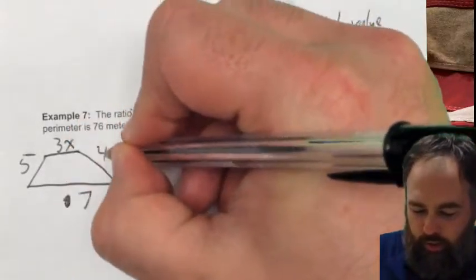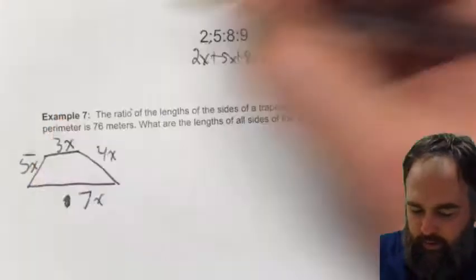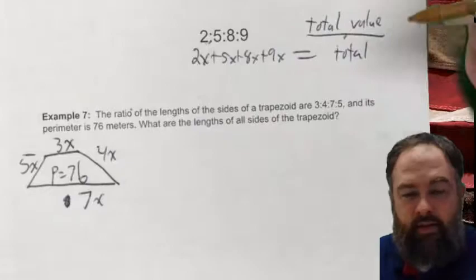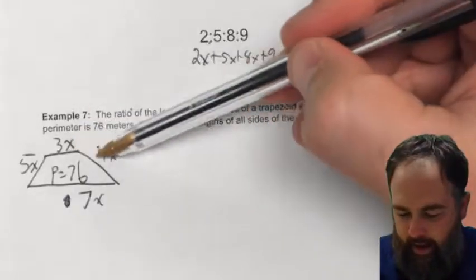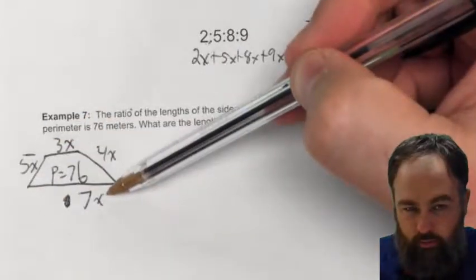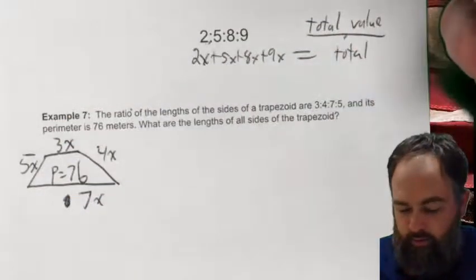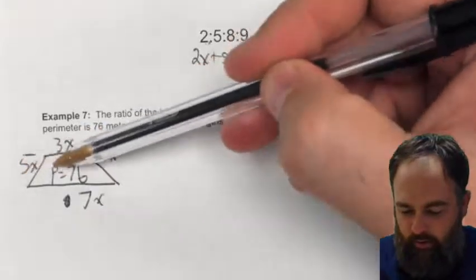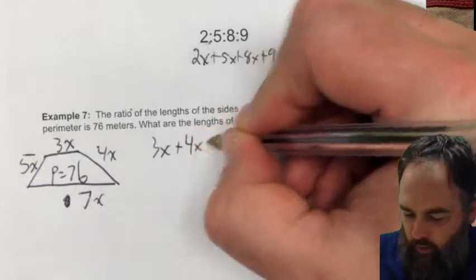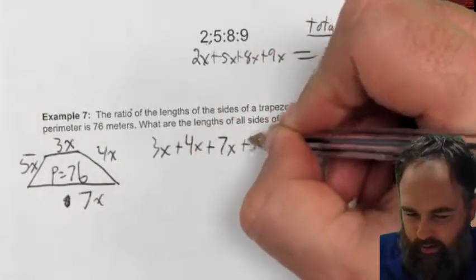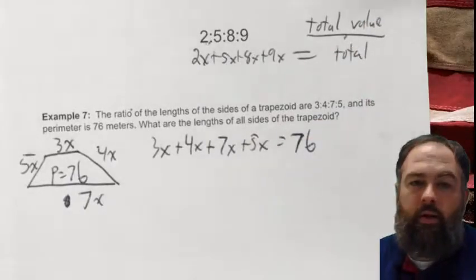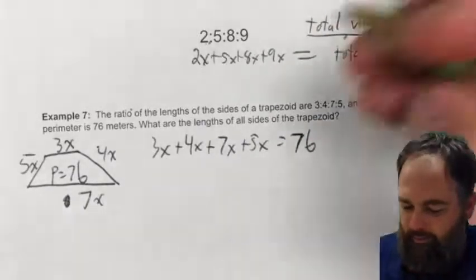So what I'm going to do is put an x on each of these. It also tells me that my perimeter equals 76. So if I add all the sides of the trapezoid together, that just gives me perimeter. So the sum of these equals 76. 3x plus 4x plus 7x plus 5x equals 76. There's my equation. Let's combine like terms on the left.